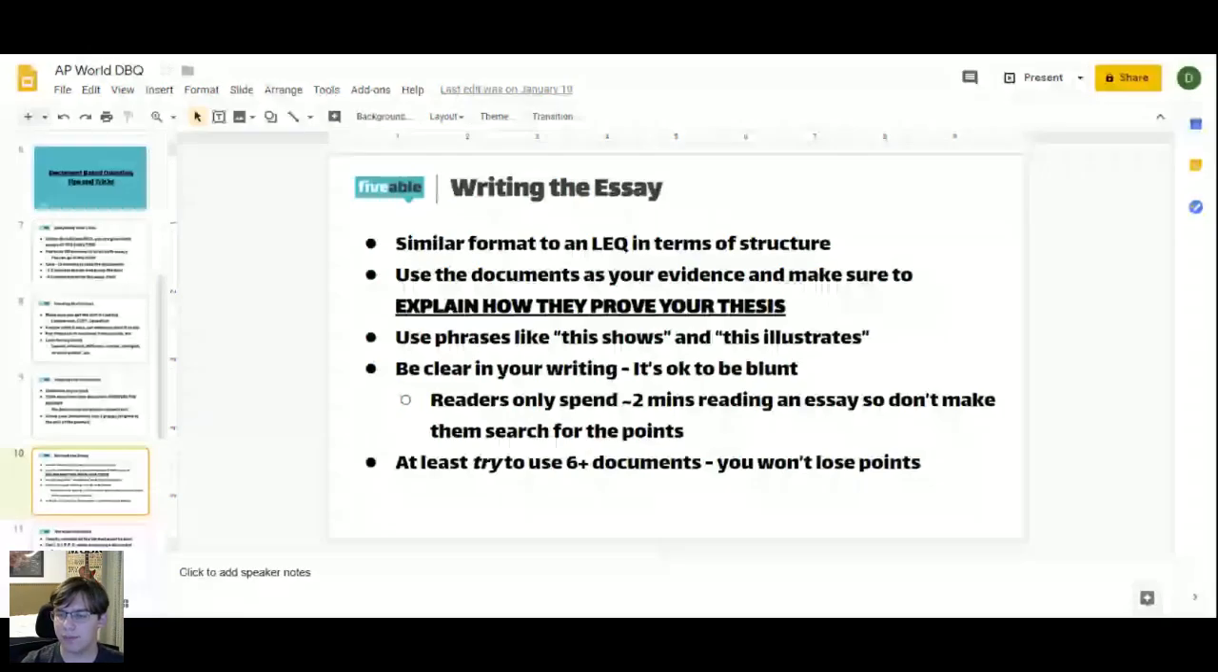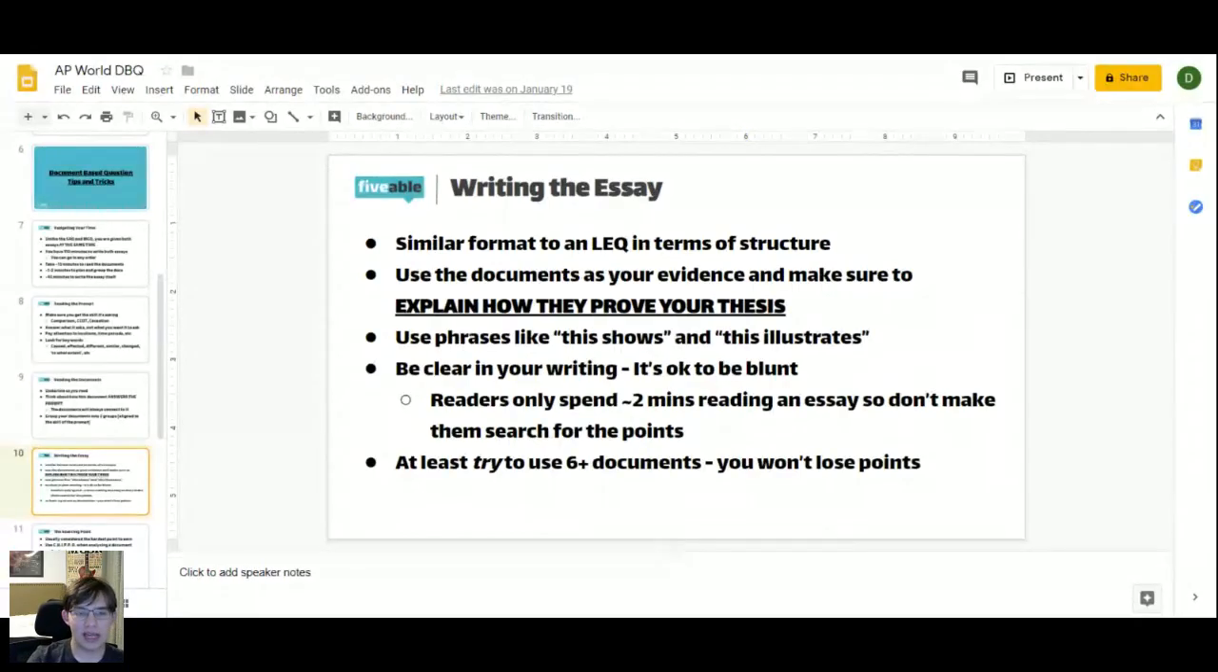I feel like it's more effective to, instead of saying document 4, say, this excerpt from the Declaration of the Rights of Man and the Citizen, or stuff like that. And really, readers only spend around 2 minutes reading an essay. So you don't want to make them search for the points. You want it to be a very concise, very consistent thing: evidence, explanation, document analysis, analysis. And so it's really okay to be very blunt with your writing. This isn't an English paper.